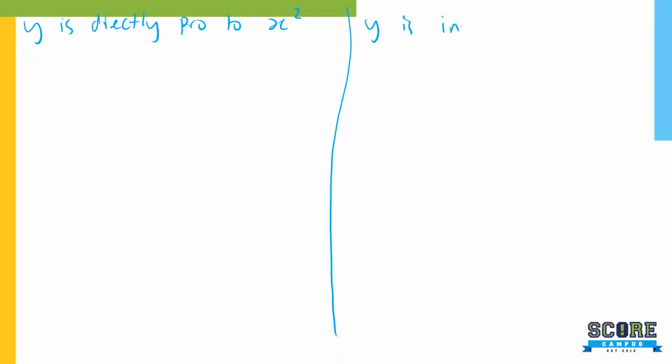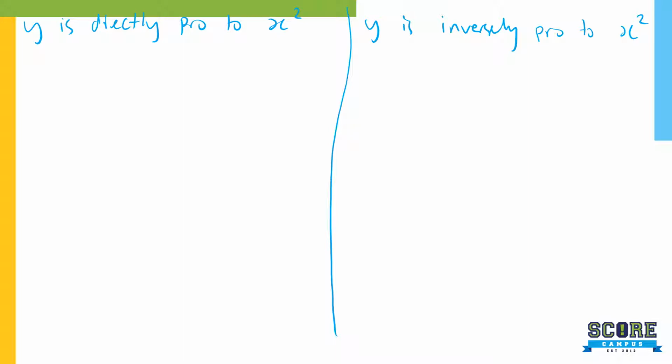I'll be using the same question and the same values for both direct and inverse proportion, so you can see the clear difference. So here I will have y is directly proportional to x squared, and here I have y is inversely proportional to x squared. Pardon my handwriting because, well, I don't write very well, so yeah.